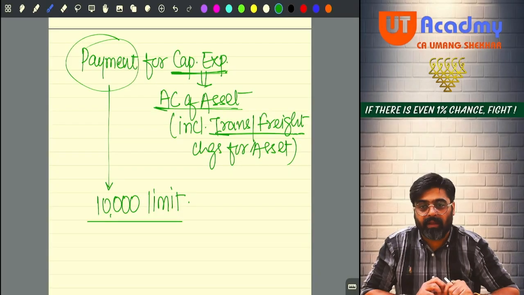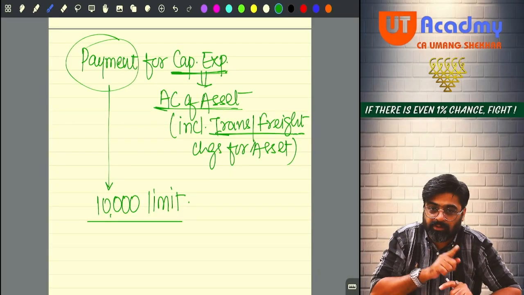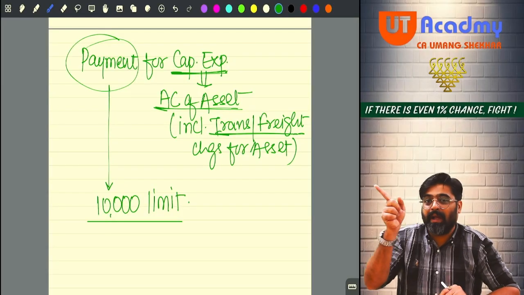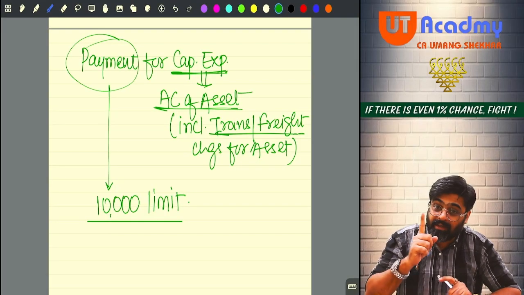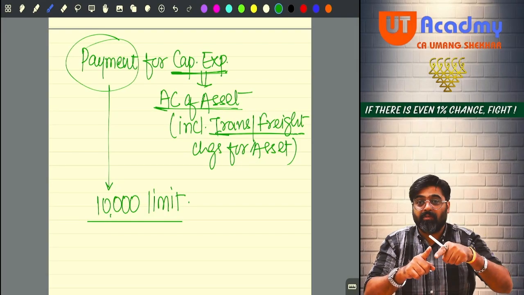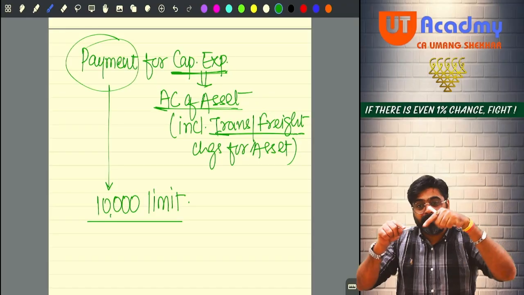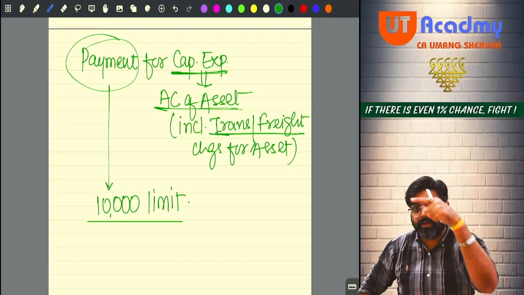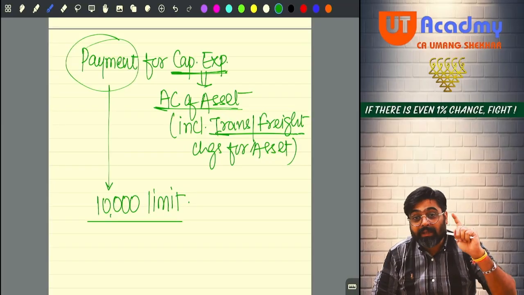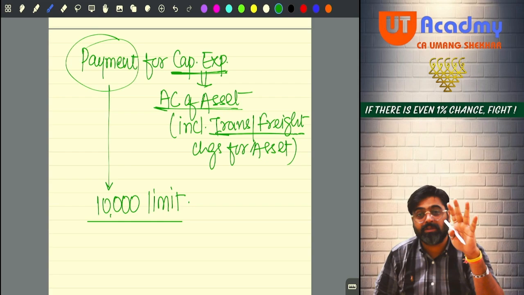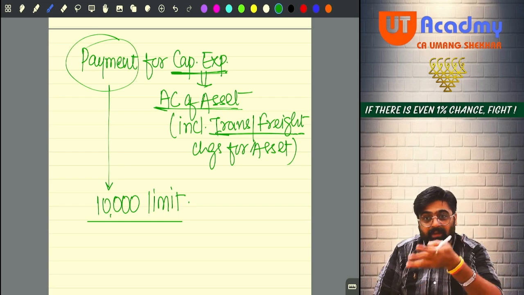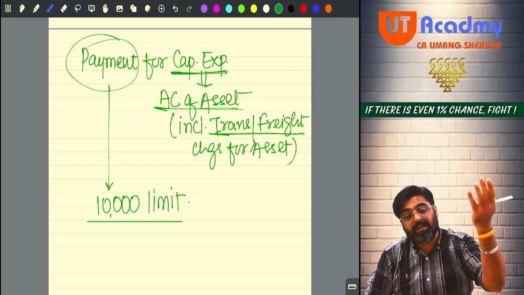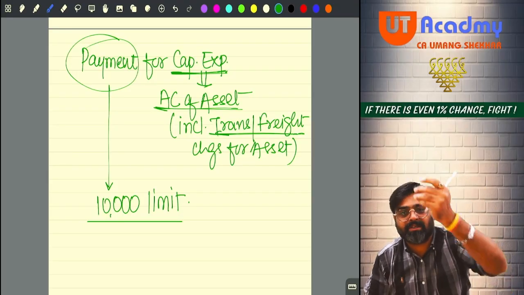Different expenses you will make. Installation and erection charges have to be added to the cost. Loading and unloading charges have to be added to the cost. Transportation charges of this asset from the seller's premises to the assessee's factory have to be added to the cost. So whatever amount you are supposed to add to the cost is nothing but actual cost, nothing but capital expenditure. And if that is a capital expenditure, that actual cost includes these transportation charges also.